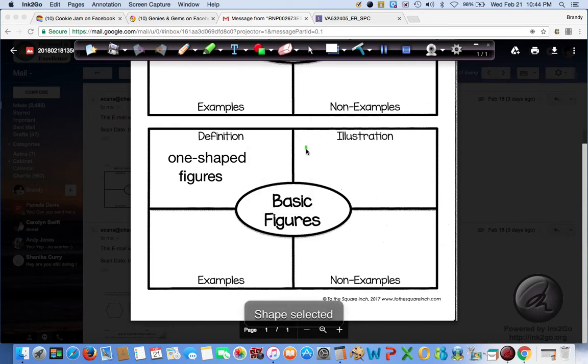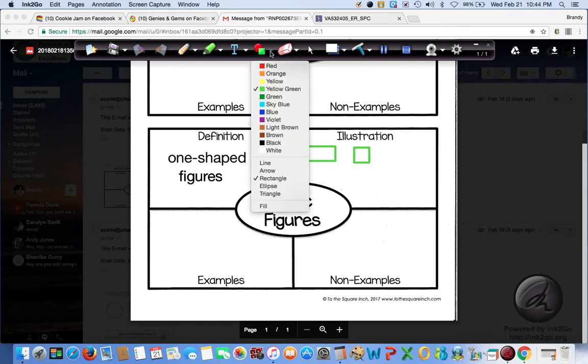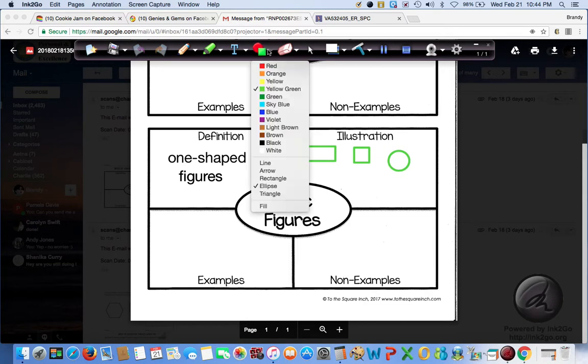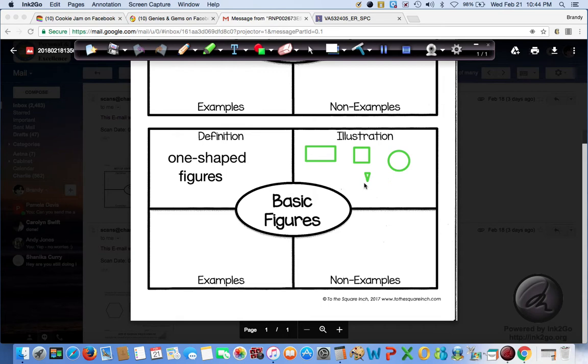We could have a rectangle. You could have a square. You could have a circle. You could have a triangle. Any basic shape that you learned back in elementary school by itself. That's called a basic figure.